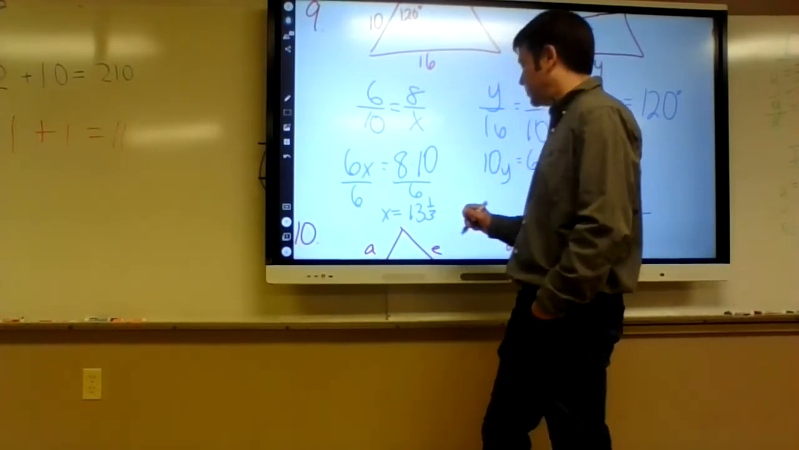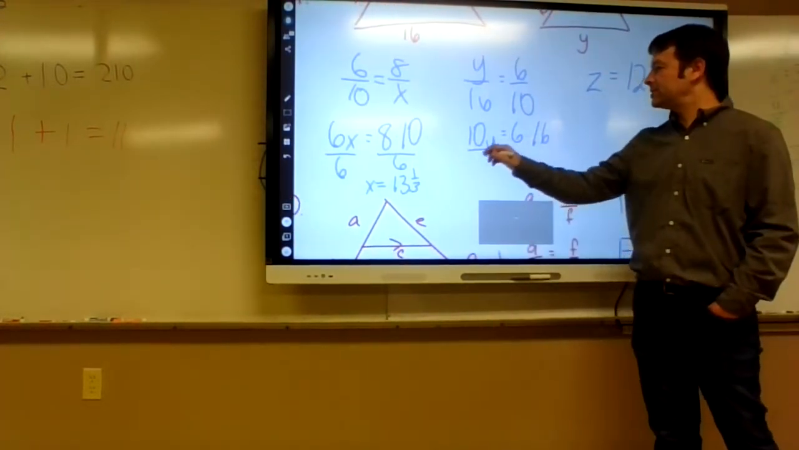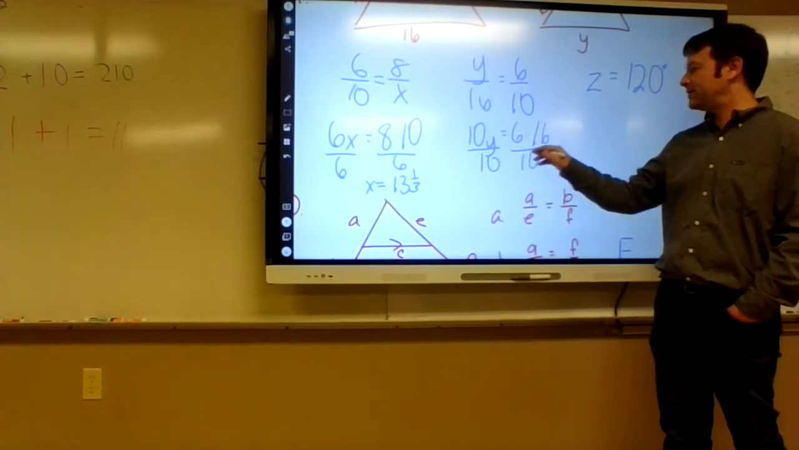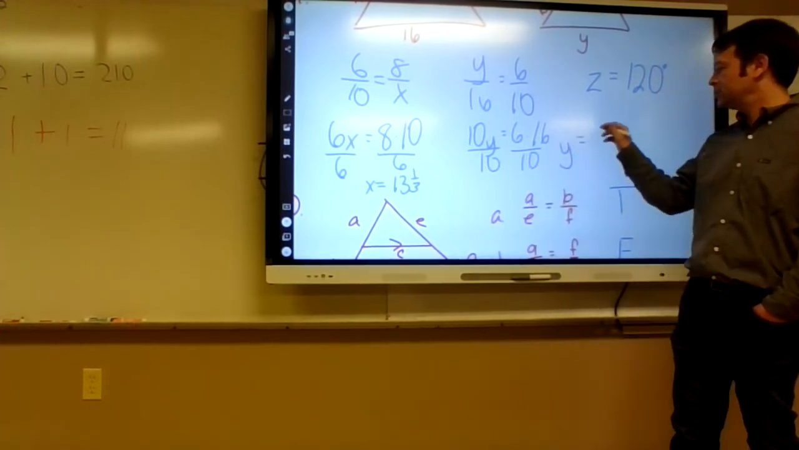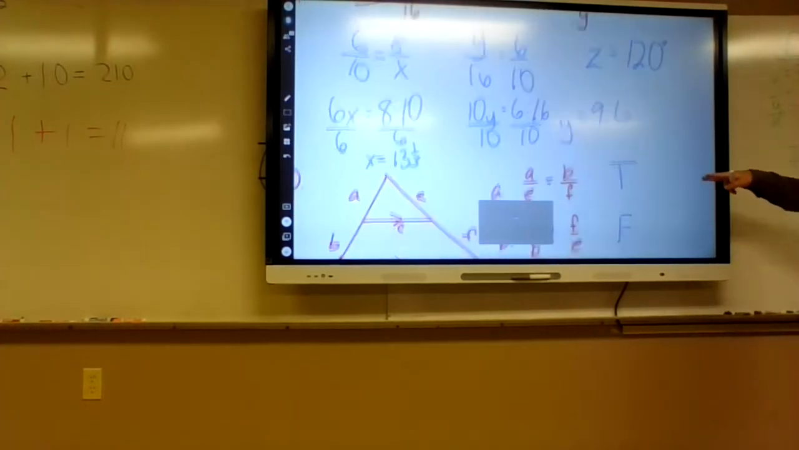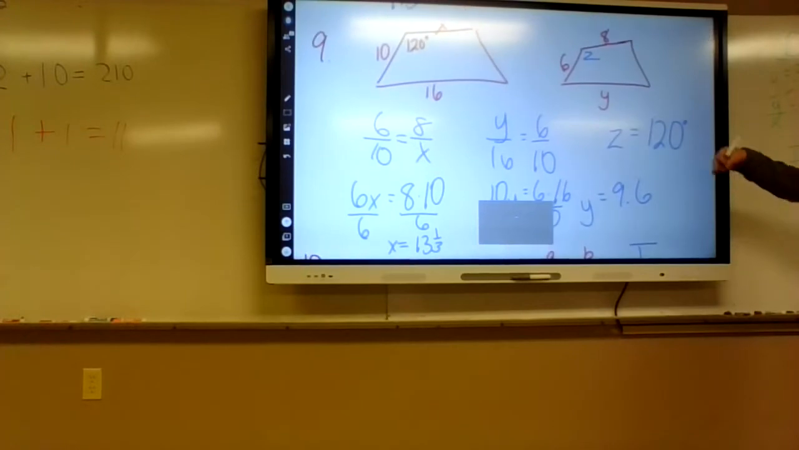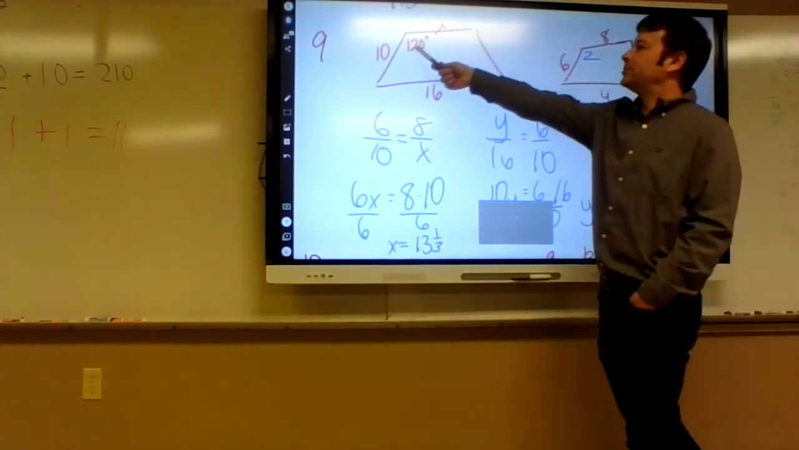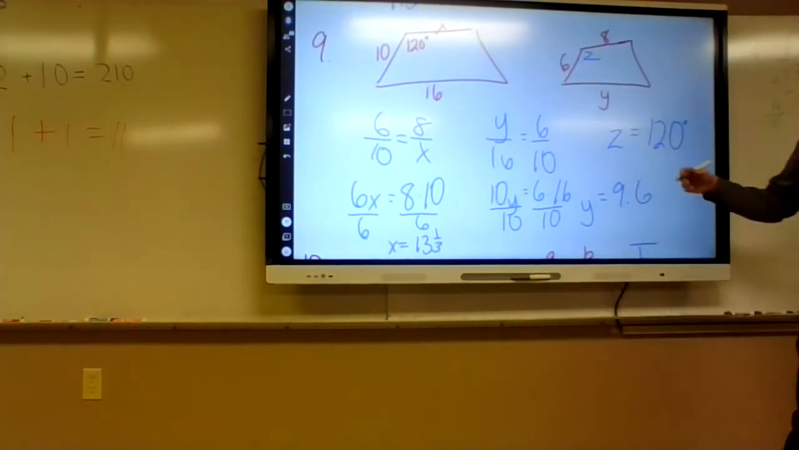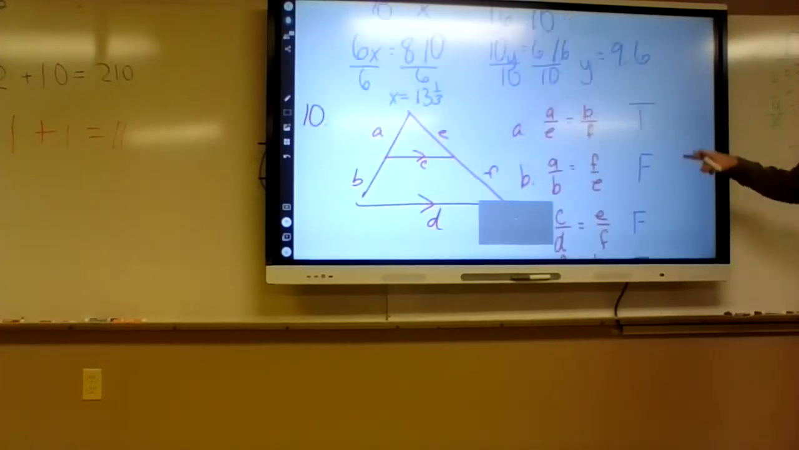It's 13.3. 40 over 3 is fine. Okay, this one, 16 times 6 is 96, divided by 10 is 9.6. And how do you do Z? It's just Z equals 120. Corresponding angles in similar shapes are congruent. Good to know.